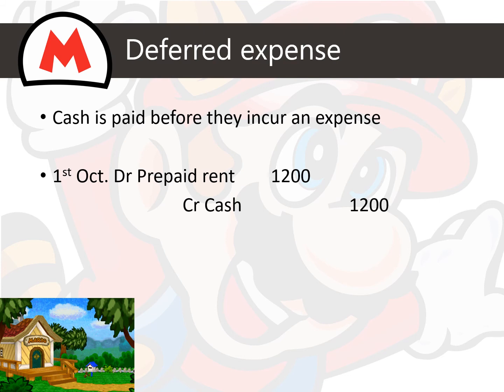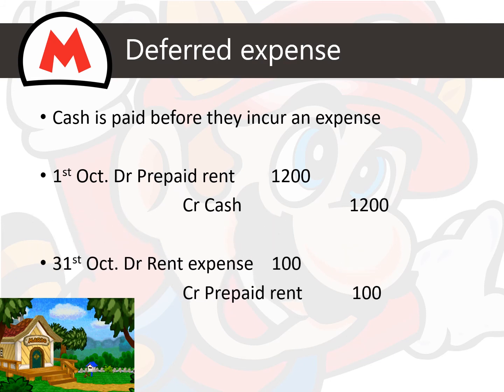Now it is October 31st. Luigi has lived there for 1 month, therefore we need to calculate the amount that Luigi has used up. To do this, we simply take 1,200 multiplied by 1/12 equals $100. Thus, an adjustment needs to be made by debiting rent expense $100 and crediting prepaid rent by $100.